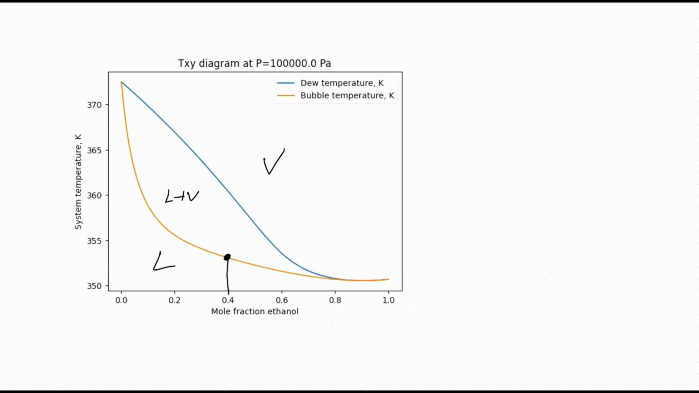You keep going up, or in this case, we can go down. As we go down from the vapor, we hit our dew temperature because this is when you get the first drop of dew, the first drop of liquid. So that's the dew temperature or the dew curve.